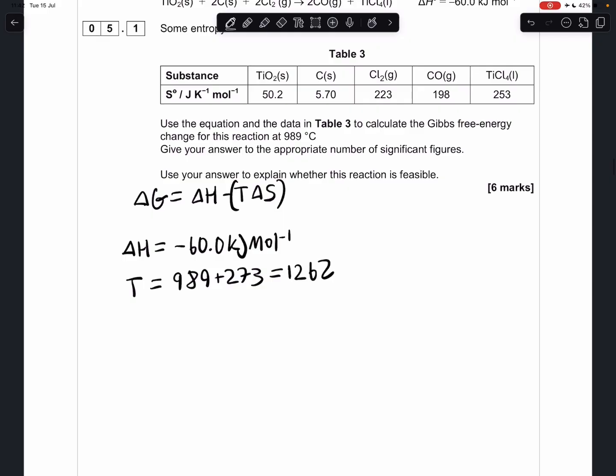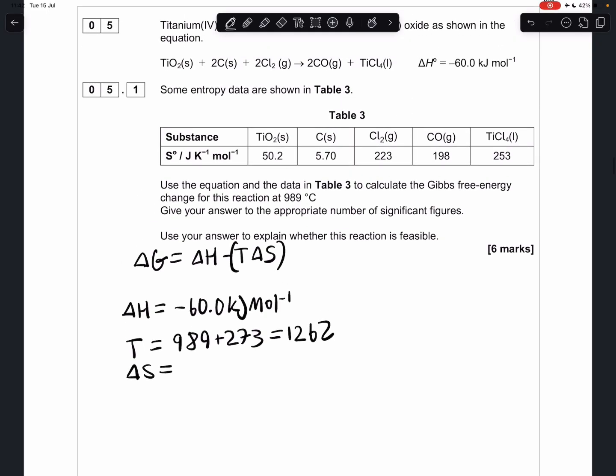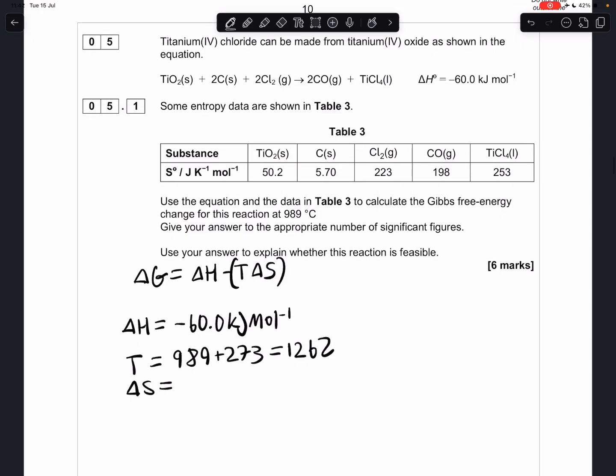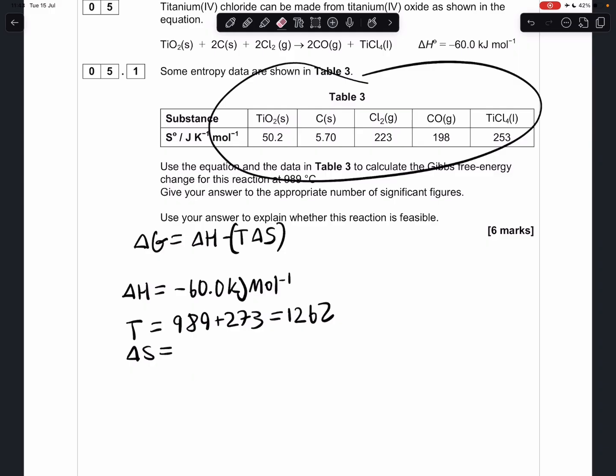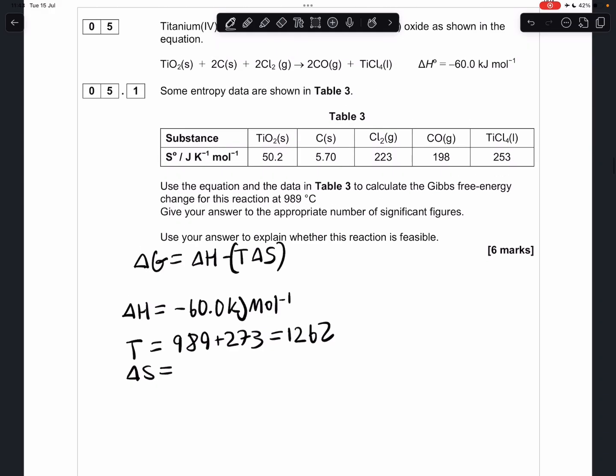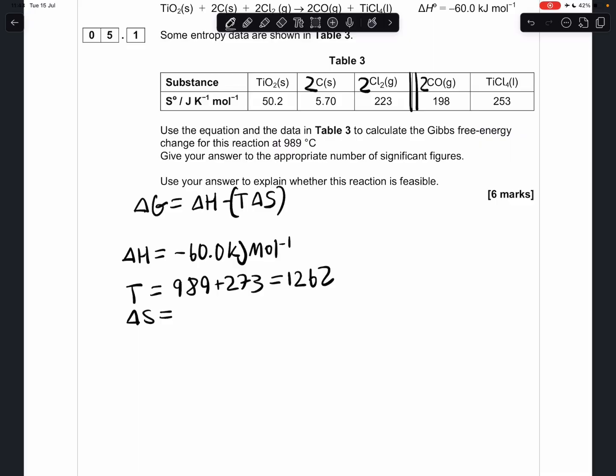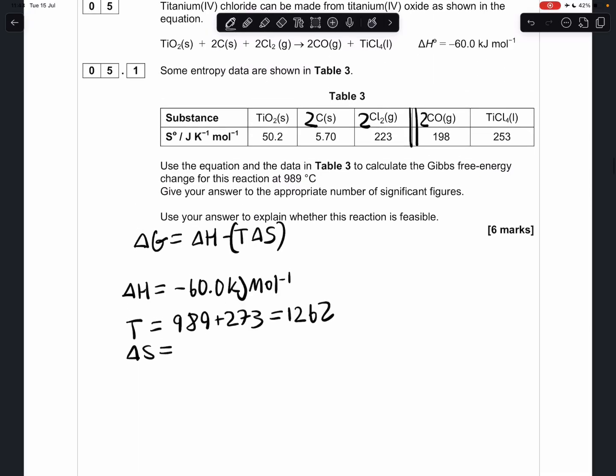Now we need to find our entropy change, delta S. And so that's going to be our products minus our reactants. Any change in reaction is going to be the end minus the start. So I like to quickly annotate this table here just to make it a little bit easier, just to avoid any silly mistakes. So our products are on the right and our reactants are on the left. And I like to quickly add all the molar ratios. So we've got 2 there, got 2 there, and we've got 2 there. So then we just need to work out the start minus the end of this.